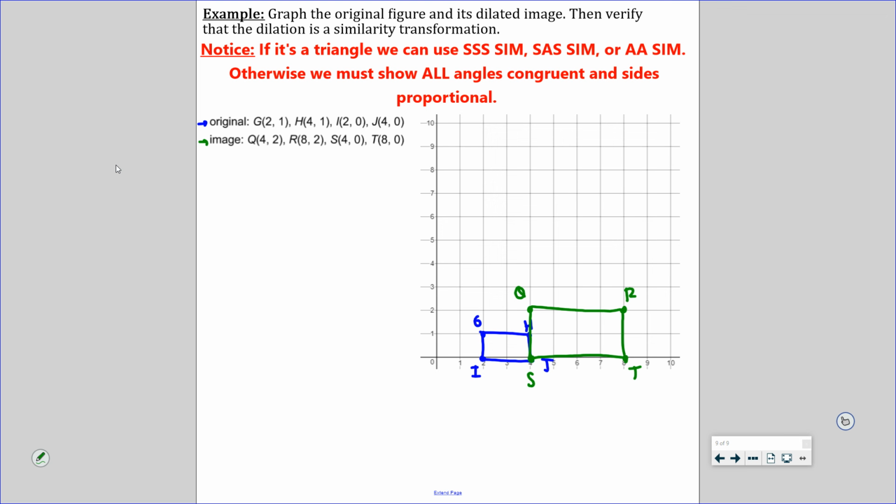Okay, so your original is blue, image is green. Enlargement or reduction? Enlargement. Enlargement again. Yep. All right, so same directions. They want us to verify that these are similar shapes, aka a similarity transformation. That's just saying, show that these are similar. So I copy and pasted that same notice. If it's a triangle, it's not a triangle. So we can't use that.